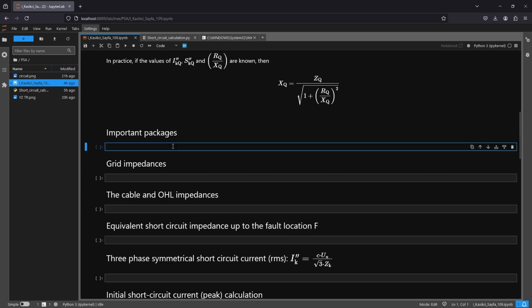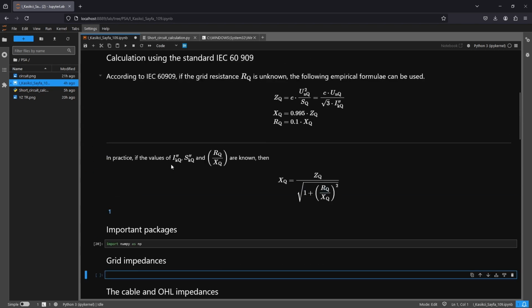To calculate the short circuit currents and impedances, I will import a Python package called NumPy. Let's import numpy as np. Let's run it. Since the short circuit current is given, we have this relation to calculate ZQ and XQ.